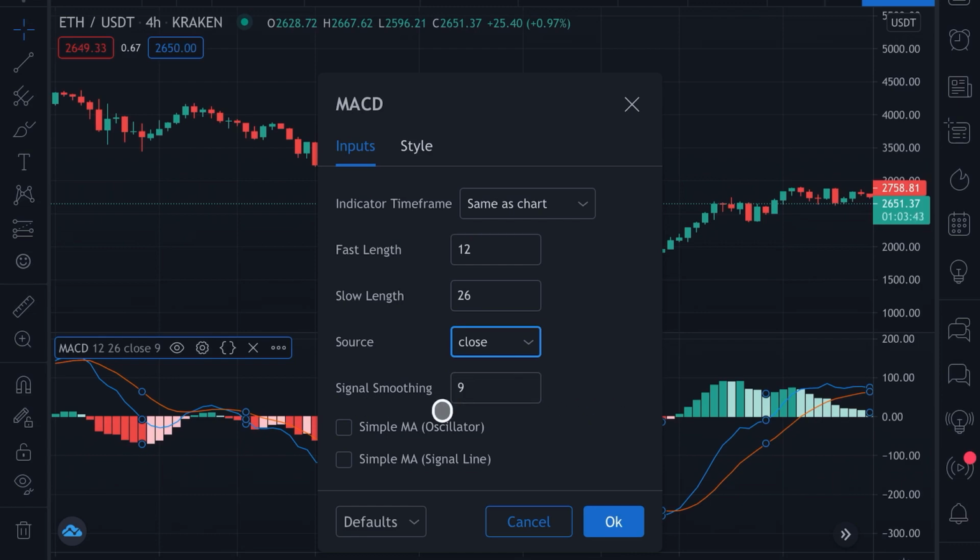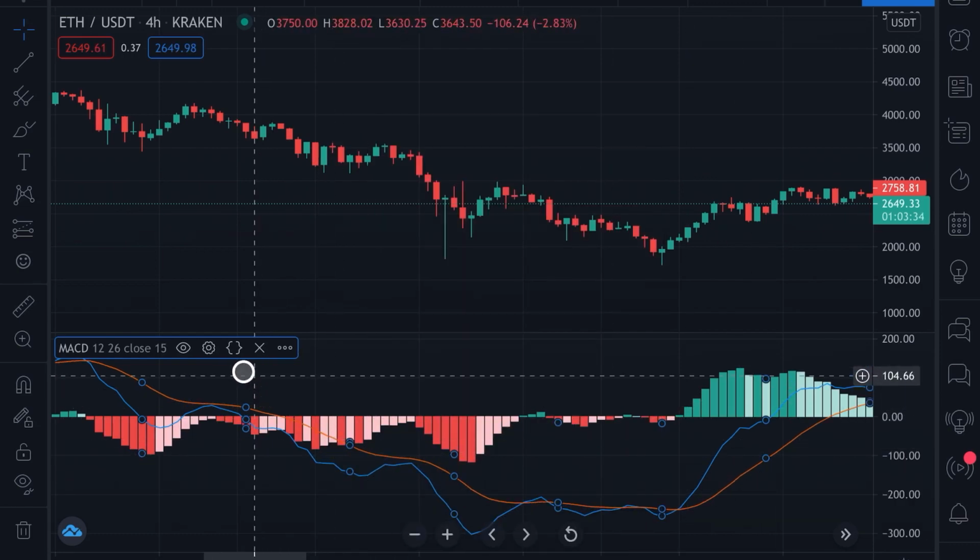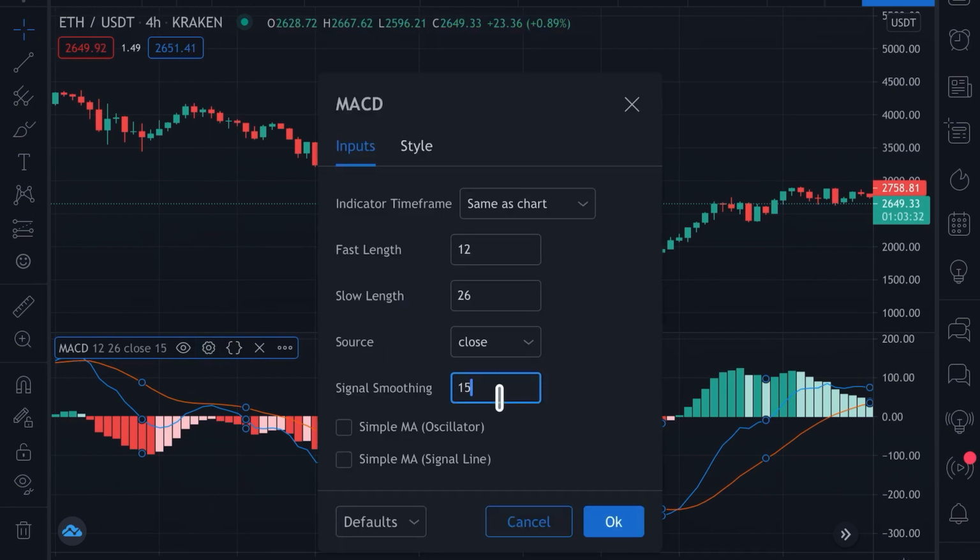You can smooth the signal however you like. I usually just leave it at 9. If you change it, you'll notice changes in the lines back here. It makes it more rough or more smooth. Just go ahead and leave it at the preset if you don't really know too much.